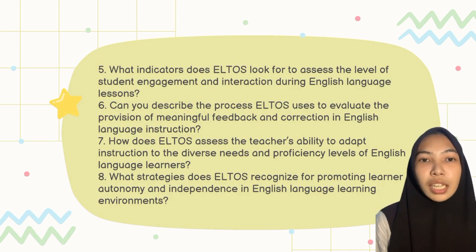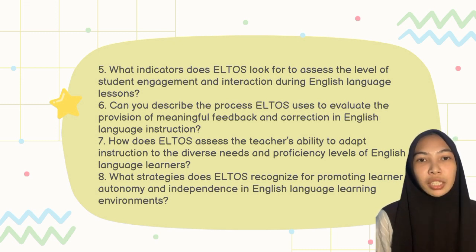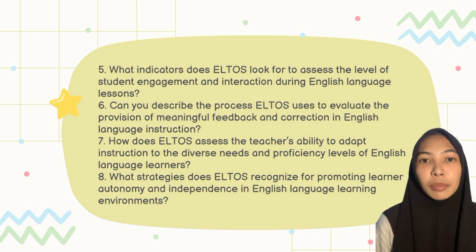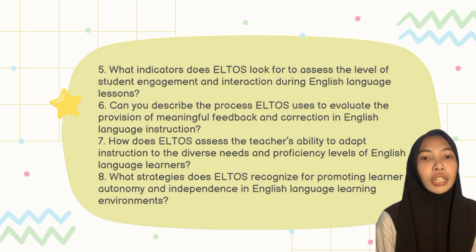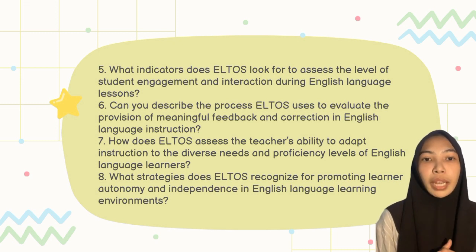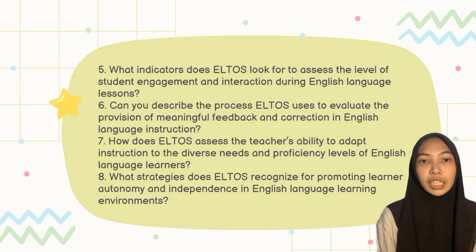The next question is indicators of assessing students' engagement and interaction. The answer is that ELTOS typically looks for several indicators to gauge students' engagement and interaction during English language lessons. These indicators may include active participation in classroom activities, such as discussion, group work, and presentations.